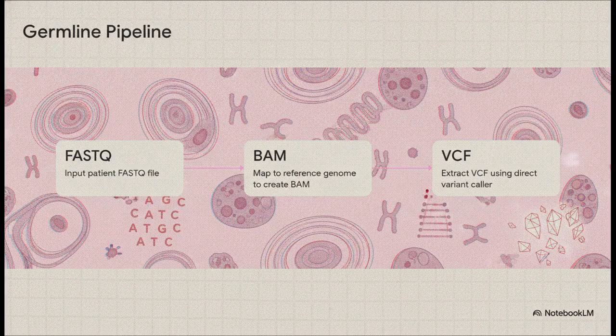Let's break down that straight line for germline analysis. Because inherited mutations are present in every single cell, the process is super linear. Step 1, you just start with a patient's FASTQ file. Step 2, you map that to a reference genome to get your aligned BAM file. And step 3, you use a direct variant caller, something like GATK HaplotypeCaller, to extract your VCF. It's direct, it's efficient, and it is absolutely perfect for inherited genetics.